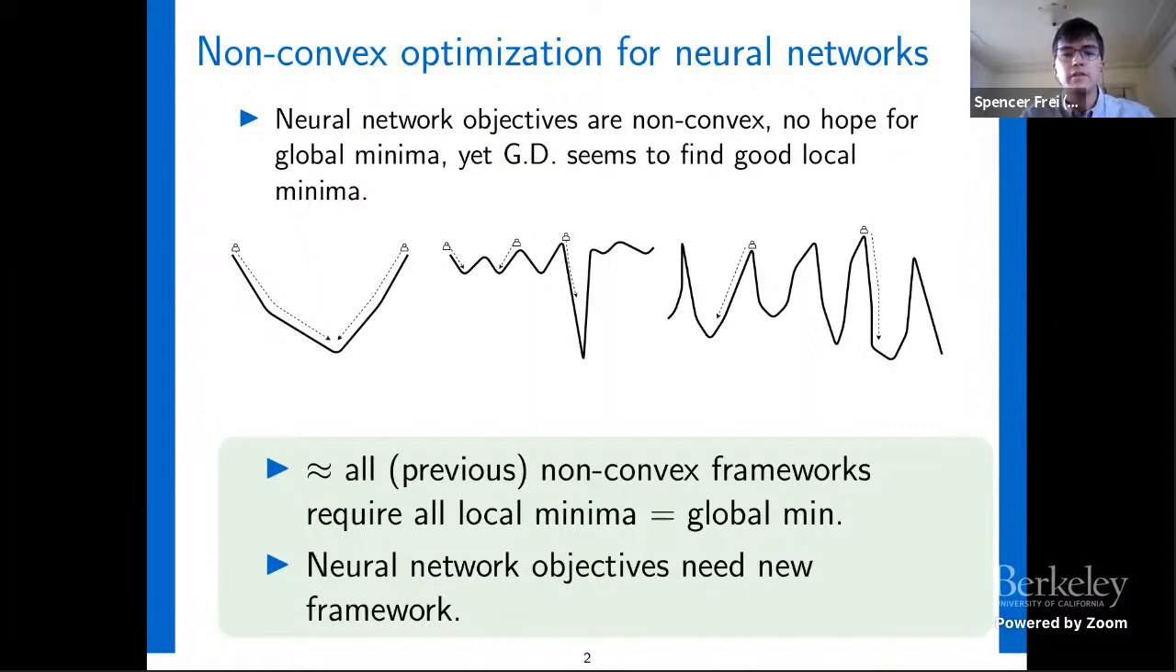The difficulty of trying to understand this problem from a non-convex optimization perspective is that most non-convex optimization frameworks exist in the setting where all local minima are global. And so the motivation for this work is to try to design new non-convex optimization definitions or frameworks that allow for characterizations of these types of optimization problems.